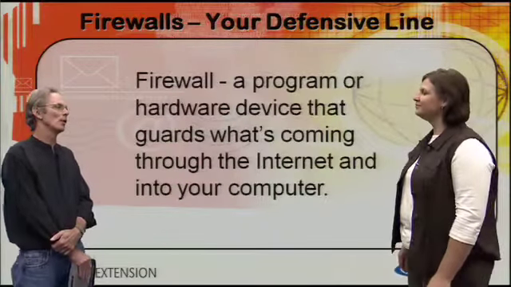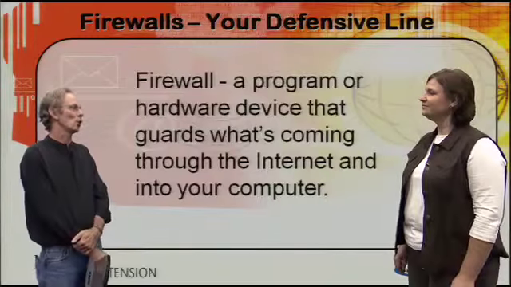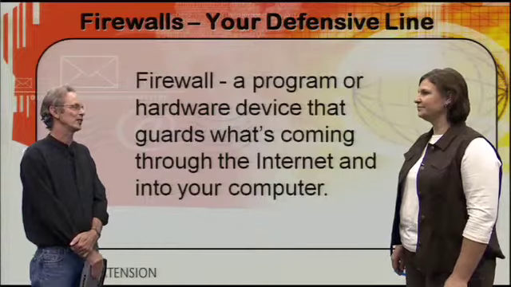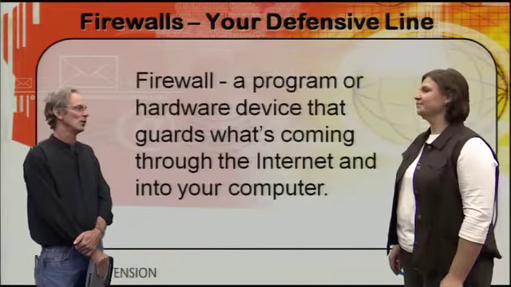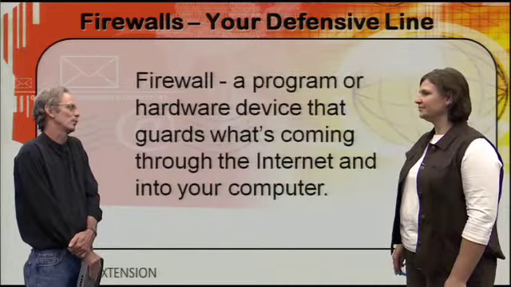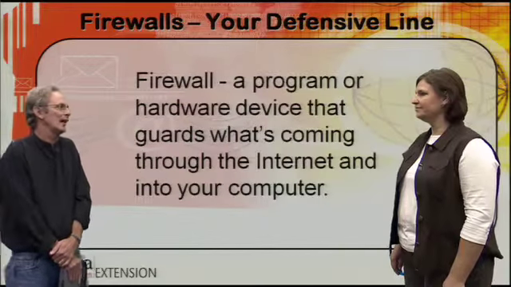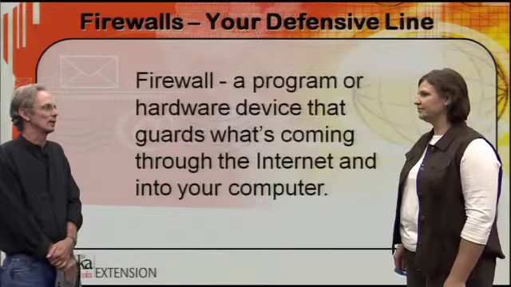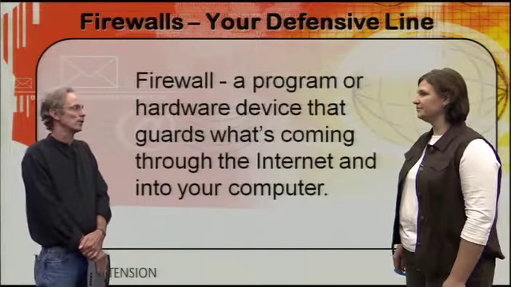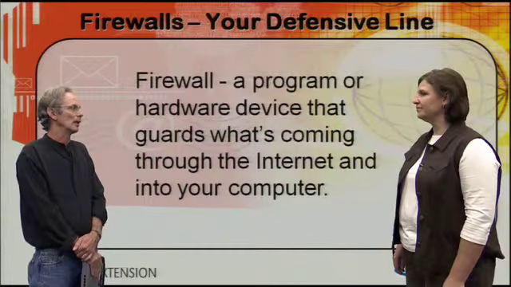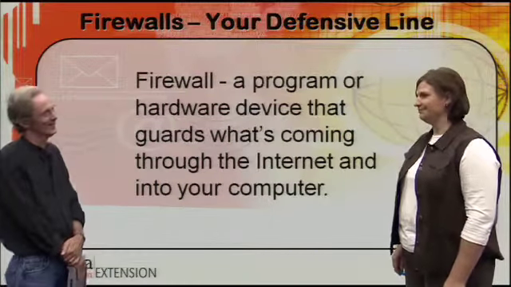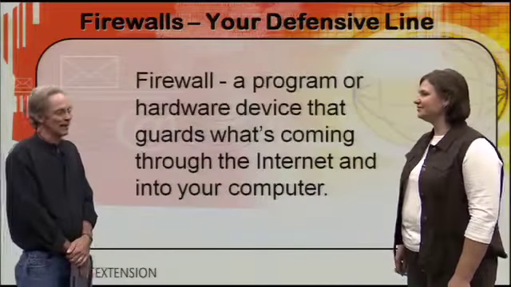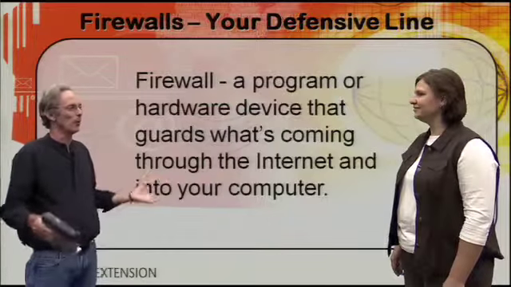A firewall is a program or hardware device that guards what's coming through the internet into your computer. It checks for suspicious activity and blocks it out. For example, let's say a hacker was using a software robot that continually asked for your computer's IP address. The firewall would block this activity or any other unauthorized request until you gave it permission. That would be a quarterback sack. That's a good thing. There are two types of firewalls. There's software and hardware. As usual, I like layers, and you'll want both.